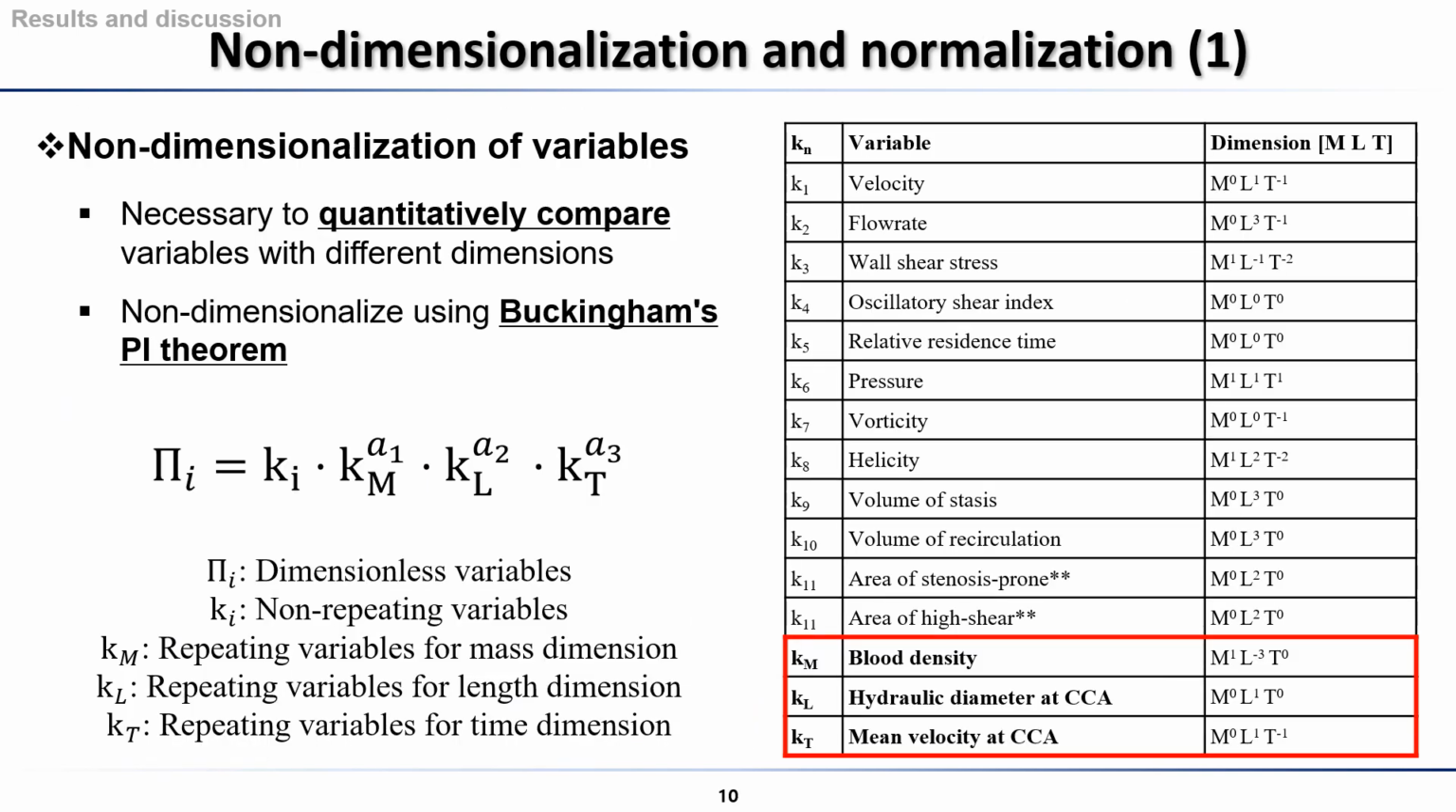And since the calculated variables have different dimensions, non-dimensionalization was performed for quantitative comparison. Non-dimensionalization was performed based on the Buckingham pi theorem, and the blood density, the hydraulic diameter at the common carotid artery, and the mean velocity at the same lesion were used as repeating variables for mass, length, and time dimensions respectively.